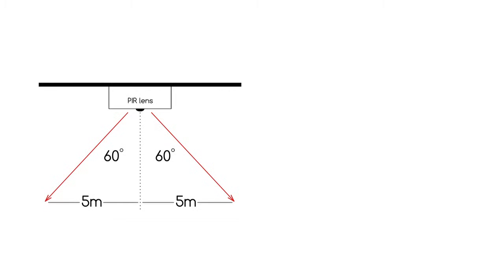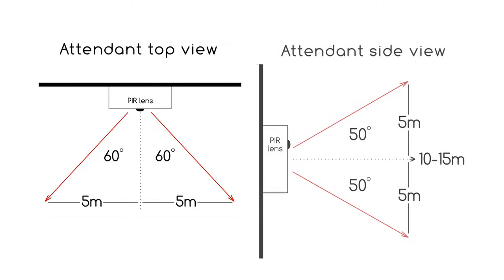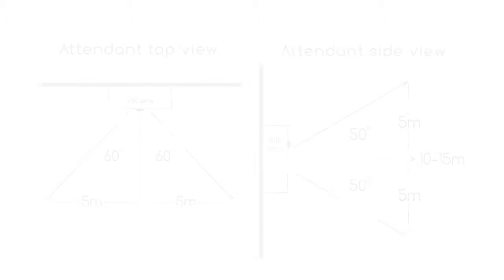The attendant PIR measures 5 metres either side of the control. The PIR lens has a sensing spread left to right of the attendant of around 60 degrees either side of the central line, and 50 degrees either side of the central line, top to bottom. If wall mounting the attendant, position at shoulder height. The PIR will scan 10 to 15 metres across the room.